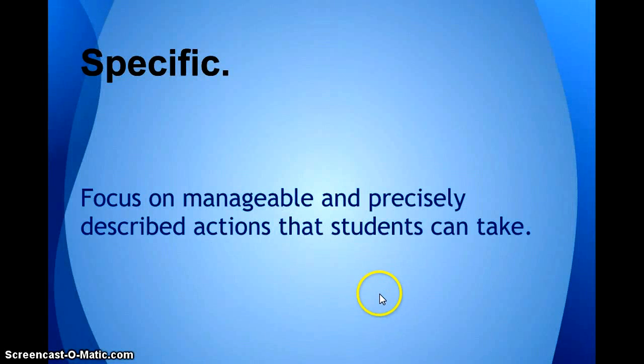So the first one is specific. Focus on manageable and precisely described actions that students can take. So instead of saying something like, stop fooling around, we would want to describe what it is they're doing. So we wouldn't say, don't keep touching your neighbor. We'd say, keep your hands to yourself. So give them an action that they know what to do. And as we're going through this, start thinking about the things that happen in your virtual classroom that you can be more specific about, the actions that you're wanting students to take. So specific is the first attribute.